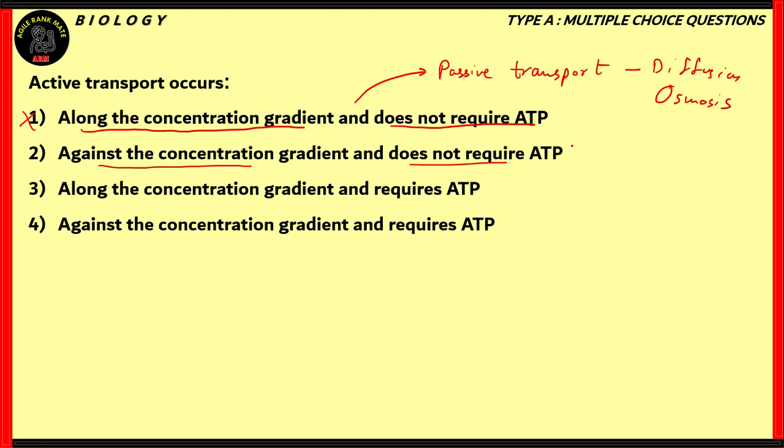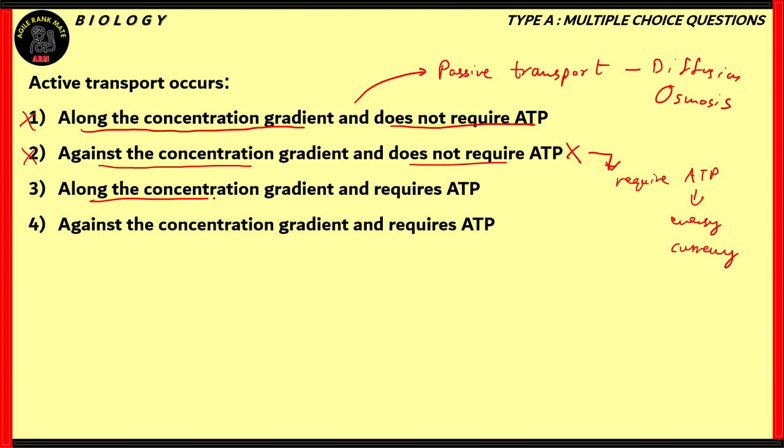This statement is a contradiction because if you are transporting something against the concentration gradient, it does require ATP, because you're moving against the concentration gradient, so you would need energy. ATP is the energy currency of the cell. While it stands for adenosine triphosphate, it's more commonly known as the energy currency of the cell. So you need energy to go against the concentration gradient, so option 2 is incorrect.